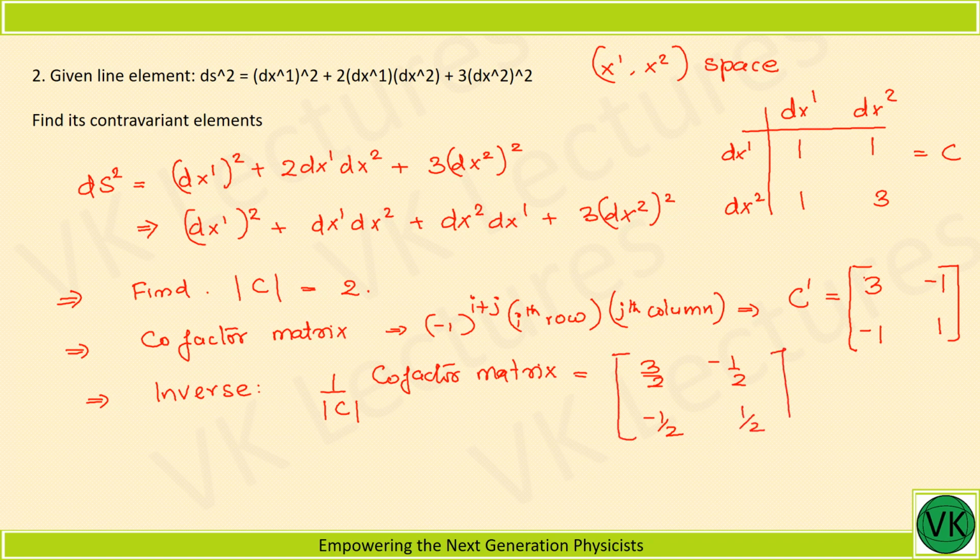So what are the Gij's? G11 is equal to 3 by 2, G12 is equal to minus 1 by 2, G21 is equal to minus 1 by 2, and G22 is equal to 1 by 2. So this is the answer to this question, the contravariant elements of the given x1 x2 space.